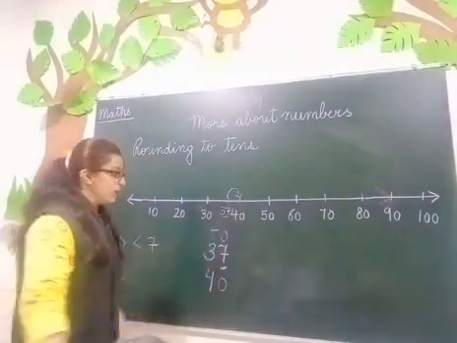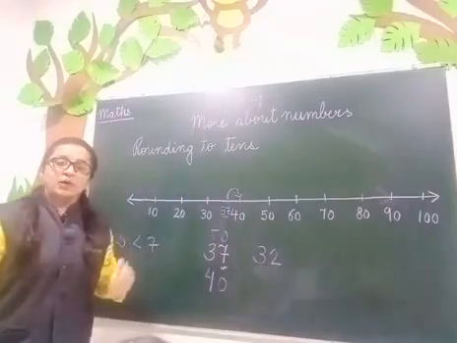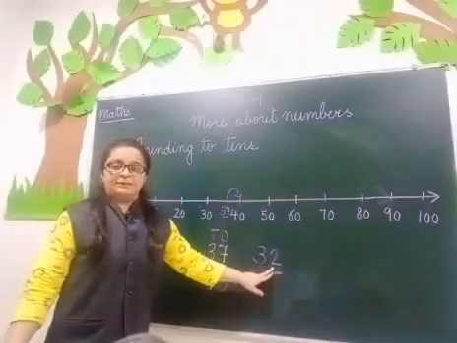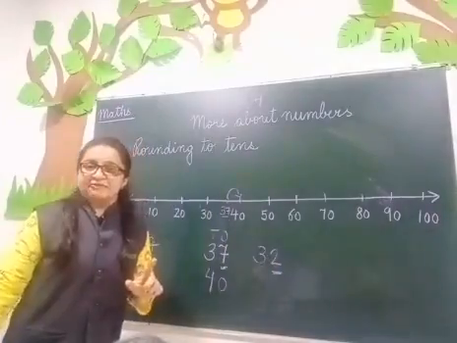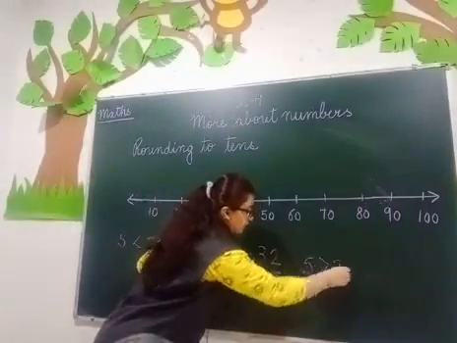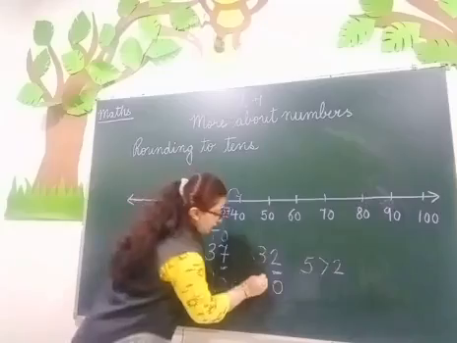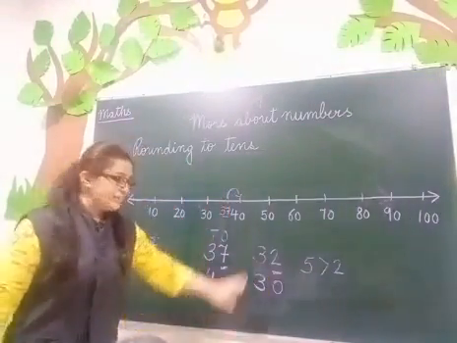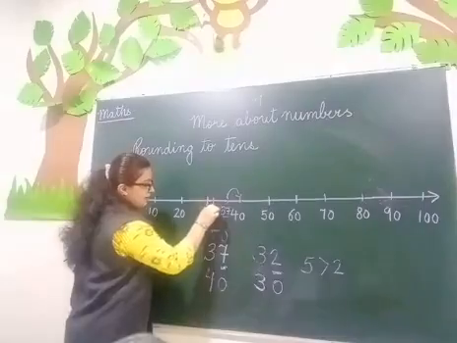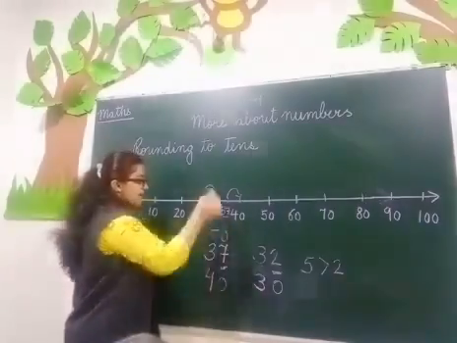Now suppose children, if I say round 32 to the nearest 10, what will you do? You will see the digit at the ones place. 2 is there. So this 2 is less than 5. So what will you do? You will make 0 over here and this 3 remains the same. So 32 is here. When we round it off to the nearest 10, we will round it off as 30.